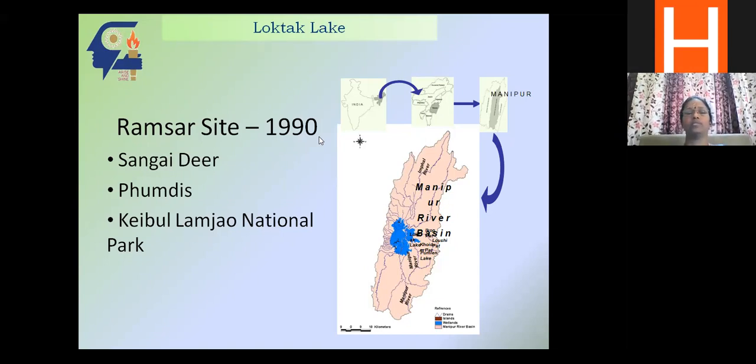So this is an identified site of international importance because of certain factors, like the endangered Sangai deer. This deer is available only in this particular place, which is living in this particular national park. The significance of this park is that it is a floating mass, a floating land. These phumdis are also floating land masses which are used for fishing, and this is where the park is lying. Such a unique ecosystem.